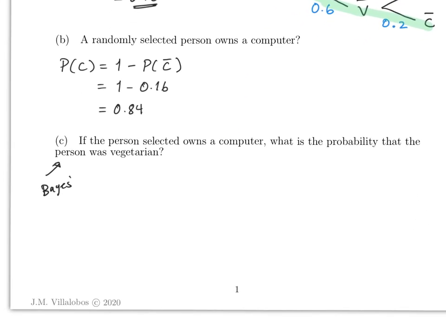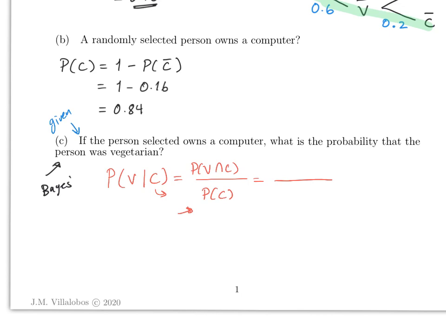Okay, so now remember that "if" also means "given." So this is what the question is saying: given that the person owns a computer, what is the probability that the person was vegetarian? Recall that this one always goes on the bottom, so this will be computer, and on the top it will be vegetarian and computer.